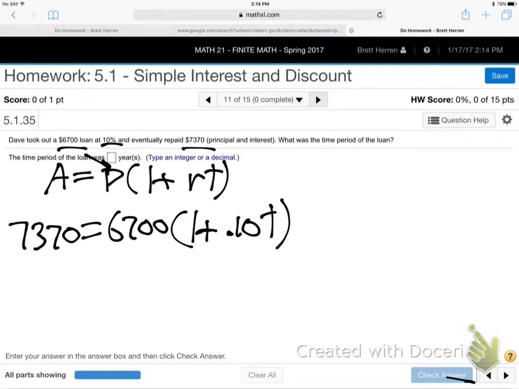Oh, it's just a year, isn't it? It's just 1 year. Yeah. You can tell because it just added 10%, just added 670 to that, made it 7,370. So they just added 10%, which is 1 year. Anyway, we'll go through the formalities. So divide by the 6,700.